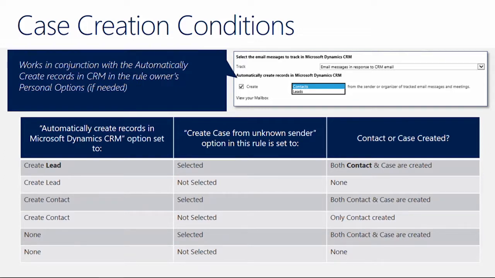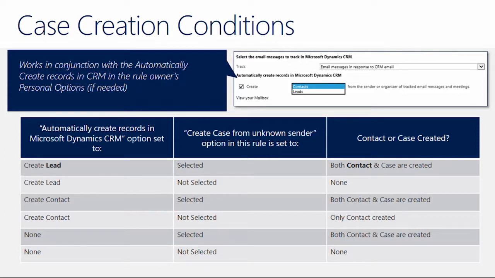So for example, if I have the option inside my Dynamics 365 set to automatically create records or create a lead, and I get a message that comes in and I've chosen to create a case from an unknown sender, I'm going to have a contact and a case that's automatically going to get created in the system, because I've told the system at a user level I want to create that contact, and I've told it at an application level I want to create that case in the system.